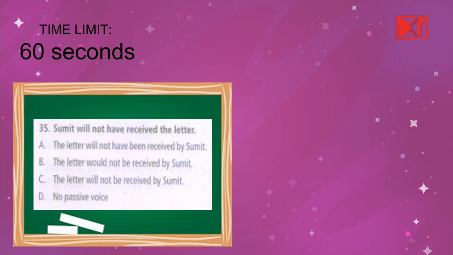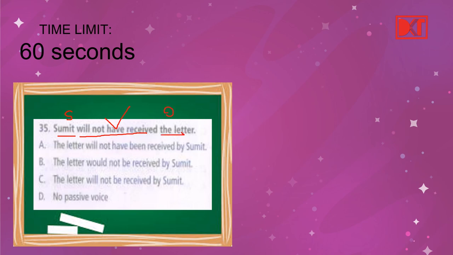Alright, so now we move towards the last question of this chapter. This one is, Sumit will not have received the letter. Let's do it this way. Here we have subject, Sumit, will not have received, this is the verb, and then the letter is the object.